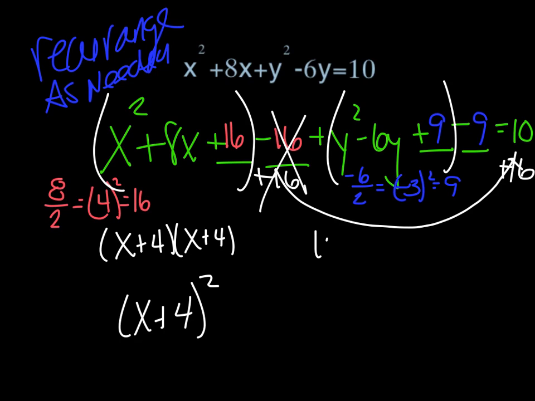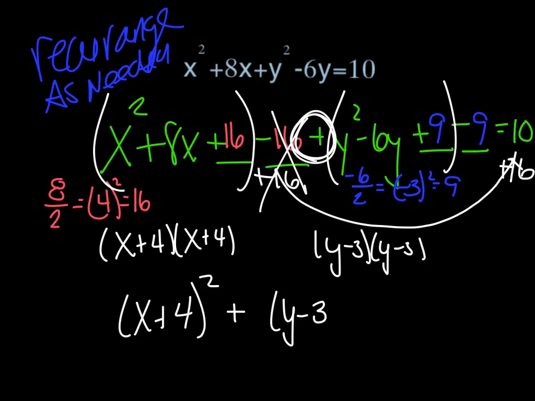This side factors to y minus 3 and y minus 3. So notice there's a plus sign in between them. So plus y minus 3 squared. And again, this 9 needs to get booted over to the other side, so I'm going to add 9 and add 9.